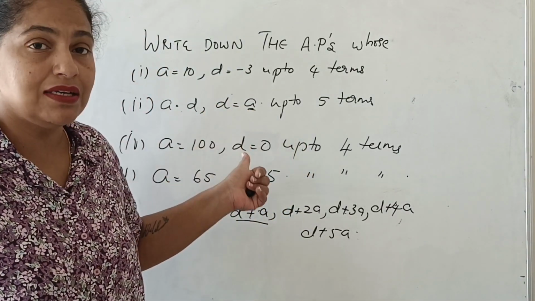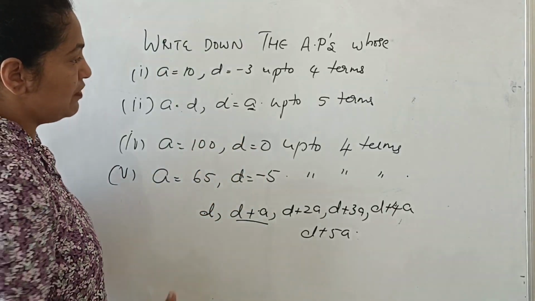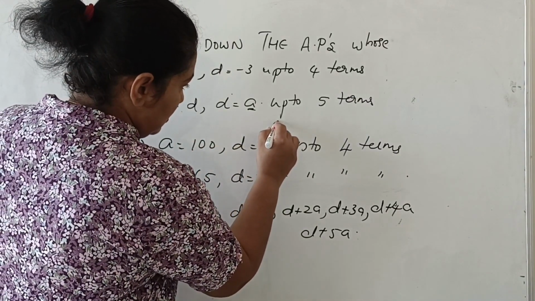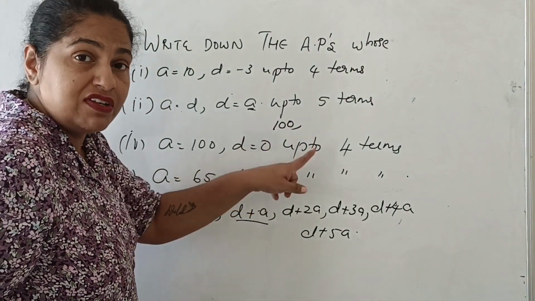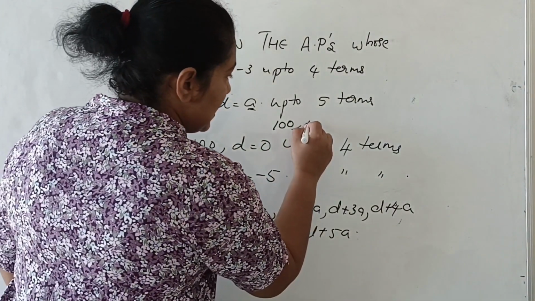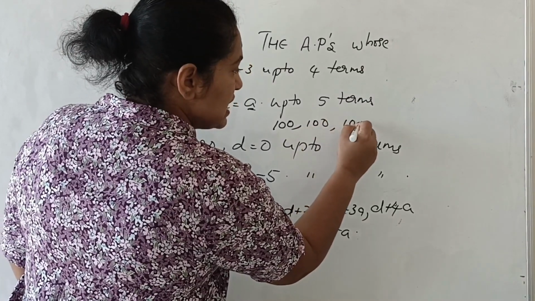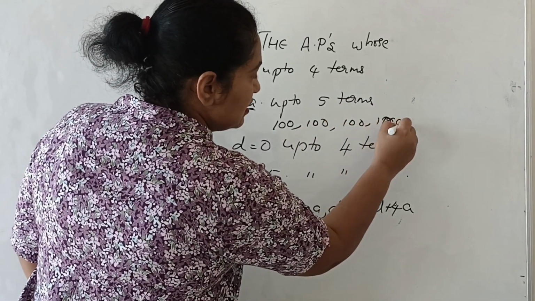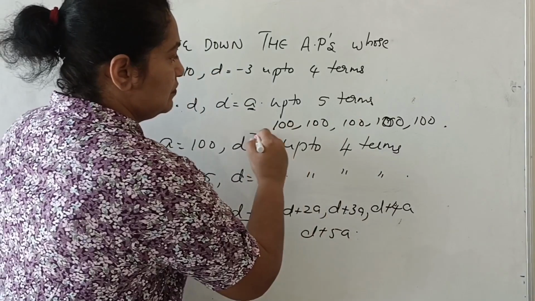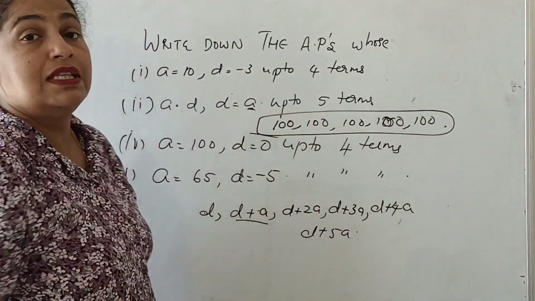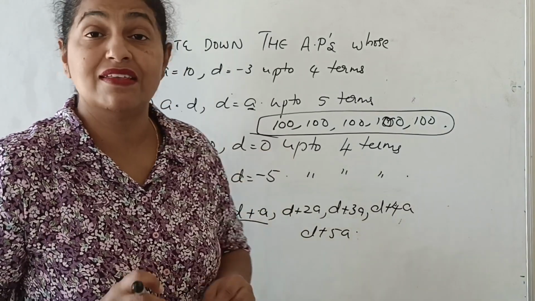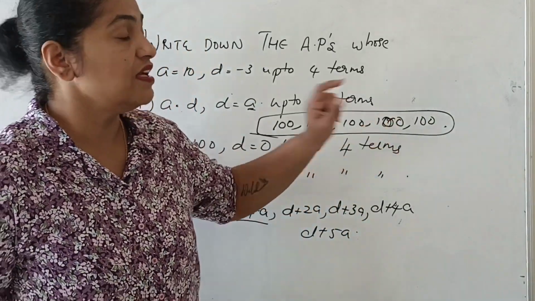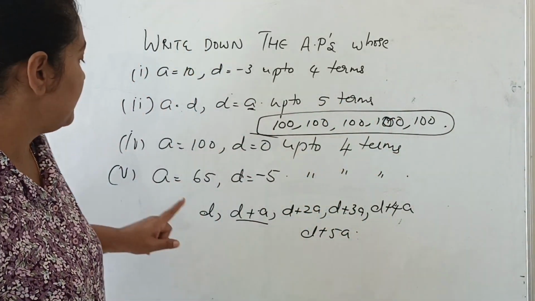Now, let us do the third one. The first term is 100. So, I am going to write it here. The common difference is 0. So, what is the second term? 100 plus 0, which is again 100. The third term is 100. Fourth term is 100. There is no change in the term because the common difference is 0. So, this is the required arithmetic progression.